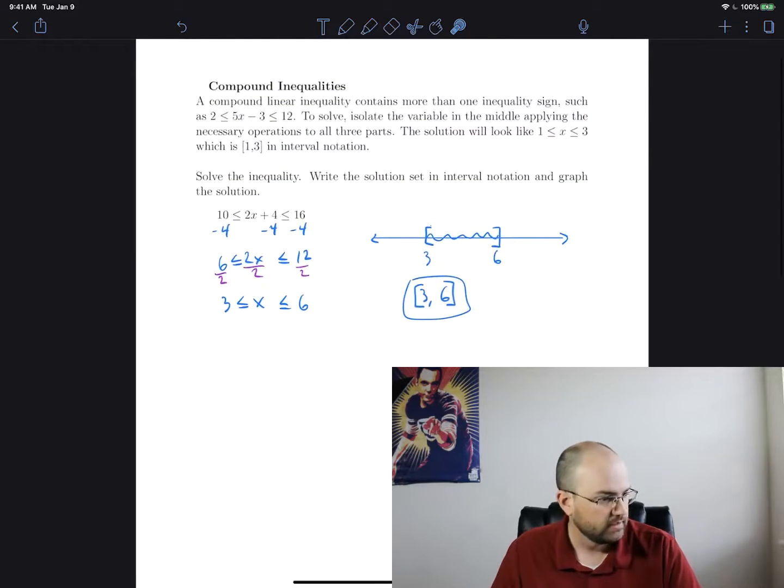There you go. So compound inequalities may look difficult, but they're actually not too bad.